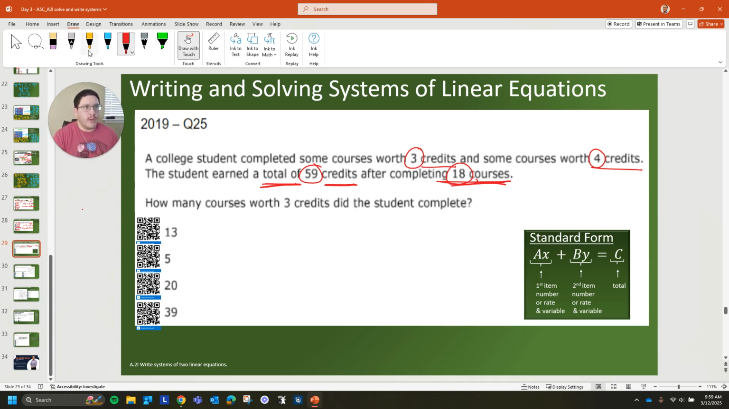Now, we need to figure out what we're going to call these things. So we're going to call the 3 credit courses, that's one thing, X. X equals 3 credit courses. And then we'll call the Y value the 4 credit courses. Okay? So now we have two totals.